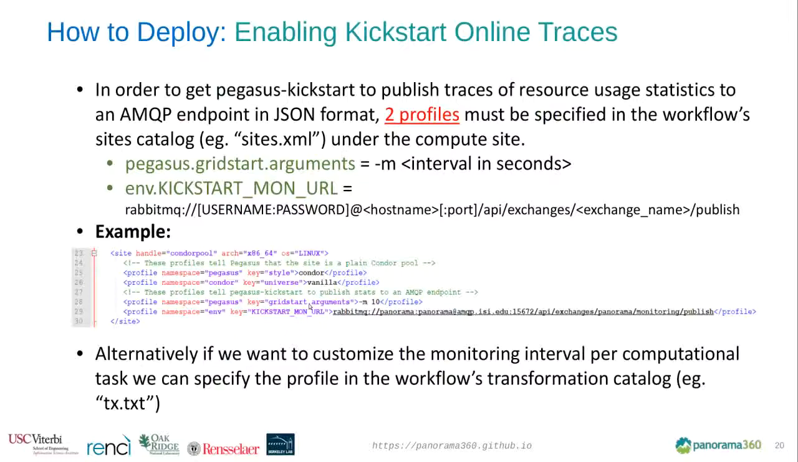I have specified these profiles under my compute site, which in my case was just a condor pool. By adding gridstart.arguments under the compute site, this will apply to all your compute jobs. But if you want to have more control over the interval you're using for each individual job, you can specify the same profile in your transformation catalog under each job. So you can have one job that gets data every 5 seconds, and other jobs that get data every 10 seconds, instead of all of them getting data every 10 seconds.